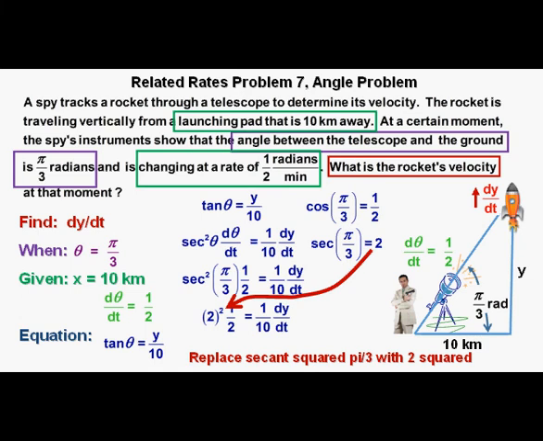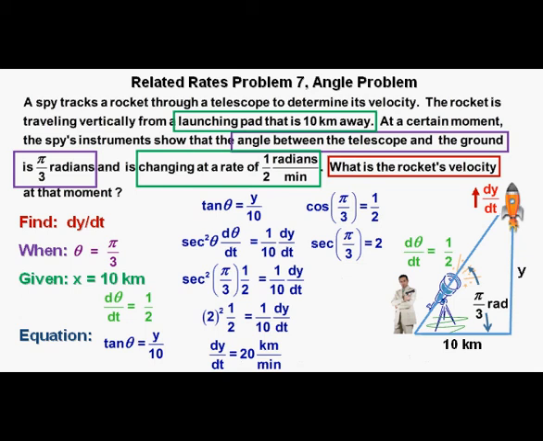So the secant squared pi/3 is 2 squared. So we have 2 squared times 1/2 equals 1/10 dy/dt. And simplifying the left side to 2 and multiplying the right side by 10, we get dy/dt equals 20 kilometers per minute, which we box in as our correct answer, the rocket's velocity.